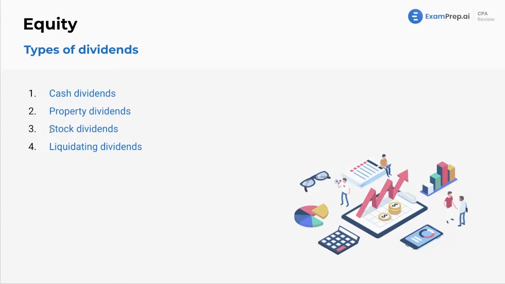Stock dividends, this is maybe Tesla doesn't want to pay you in cash, so they give everyone an additional extra share for every share you're holding. Liquidating dividends, this is when the company's going under and they give out the net assets, the remaining liquid balance of the company, as a dividend.